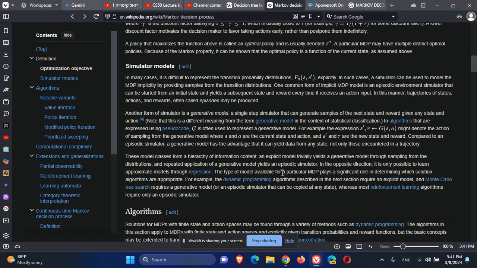The type of model available for a particular MDP plays a significant role in determining which solution algorithms are appropriate. For example, the dynamic programming algorithms described in the next section require an explicit model, and Monte Carlo tree search requires a generative model, whereas most reinforcement learning algorithms require only an episodic simulator.